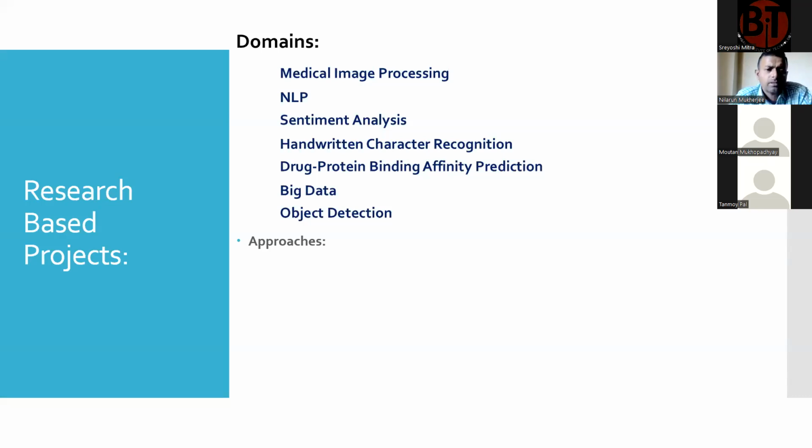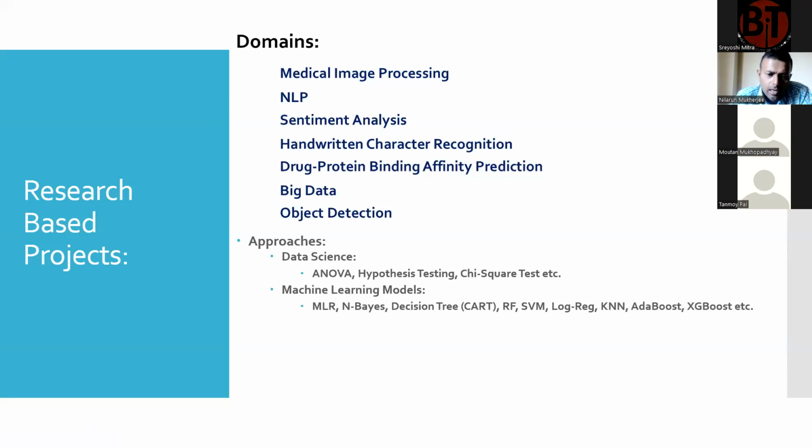So for the approaches of the research-based projects, for some we use data science: hypothesis testing, ANOVA, chi-square test. And for machine learning models, we use multiple linear regression, naive Bayes, decision tree, random forest, SVM, logistic regression, KNN, AdaBoost, XGBoost. And I'm mentioning these names because different works in the past 1 or 2 years have used either one or two or a combination, an ensemble, of some.